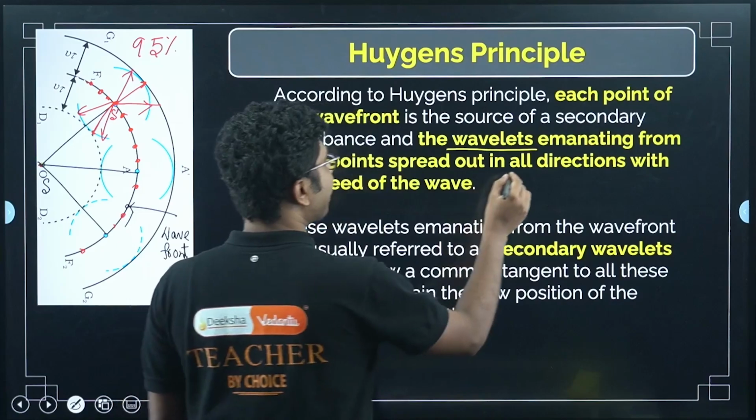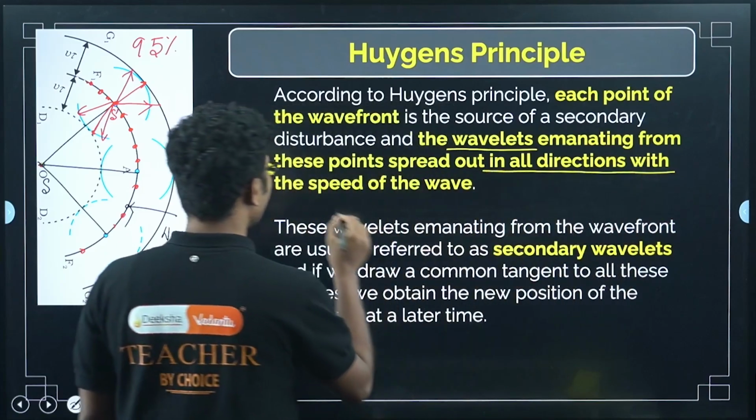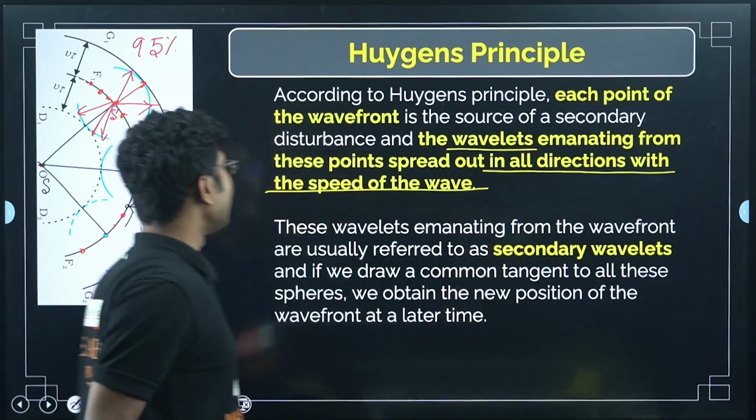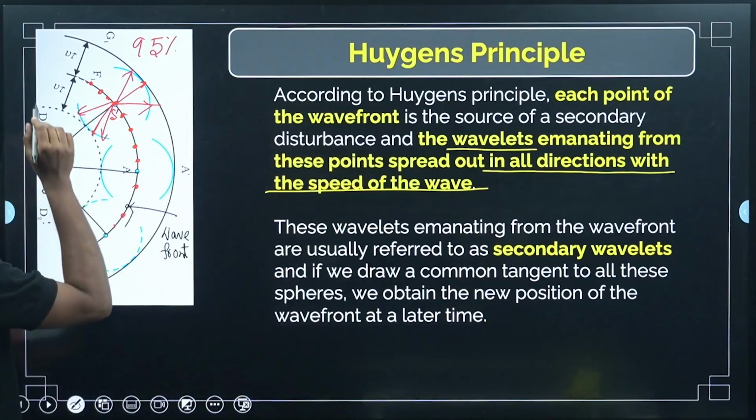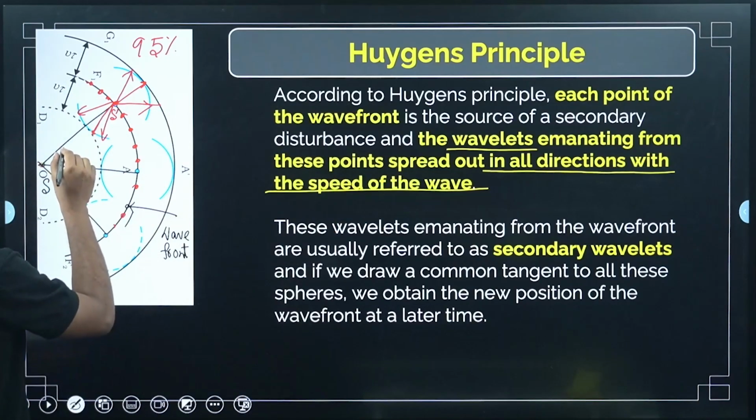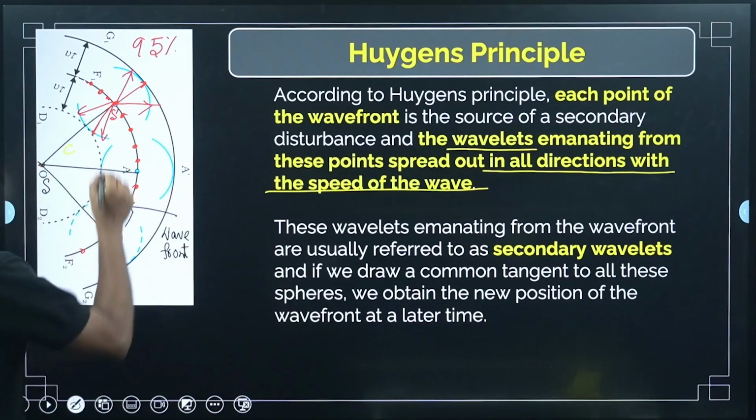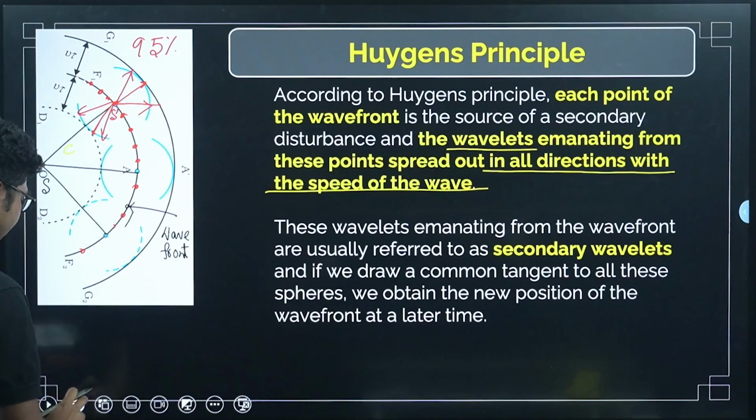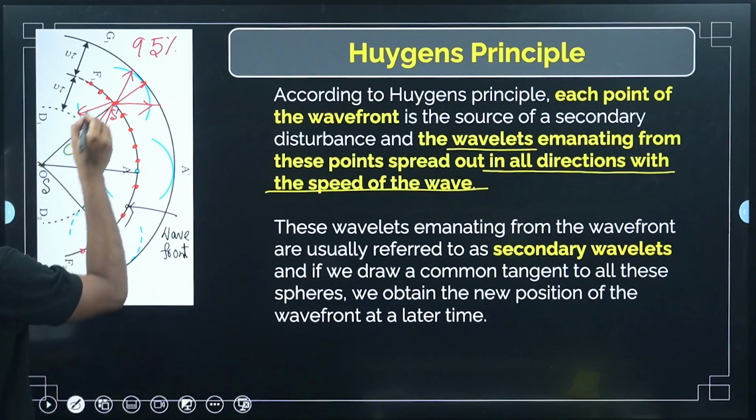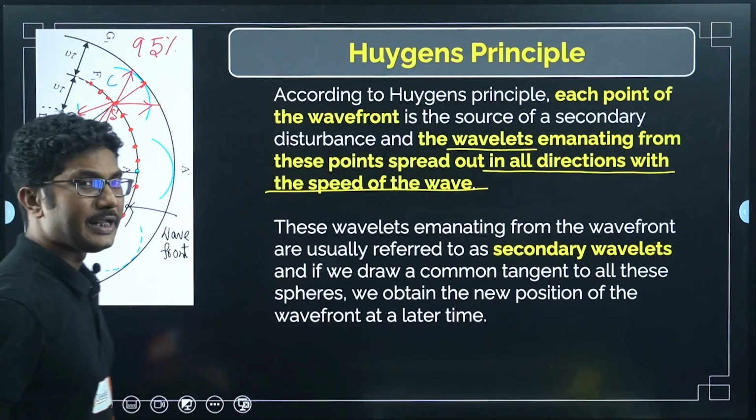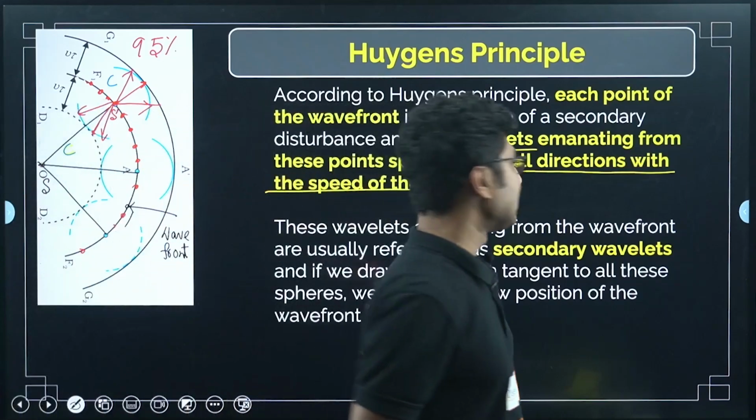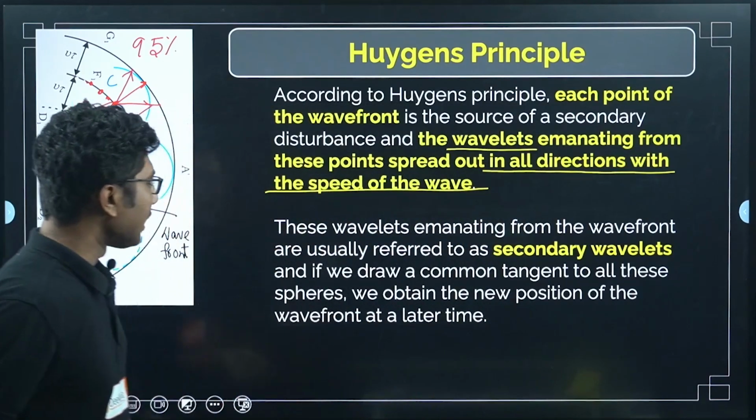So this light spreads out in all directions with the speed of the wave. If you are considering vacuum, then the speed of light here is c. So all these wavelets are also emitting with speed c. There is a question, I will see that in a while.